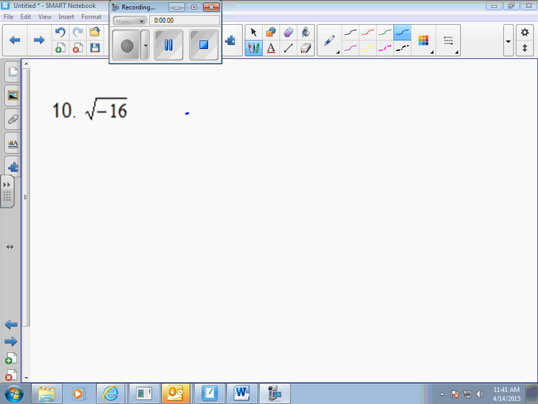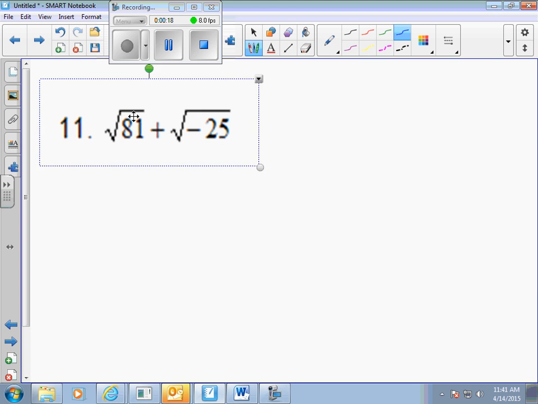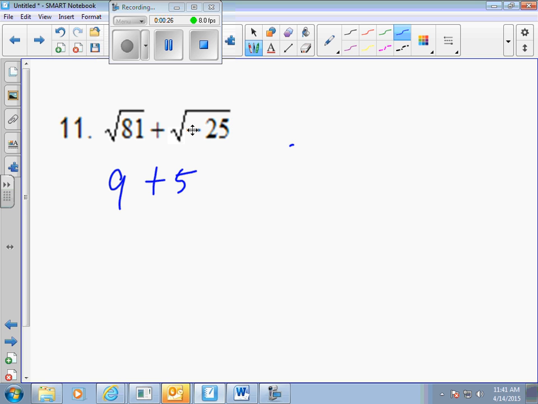On the back side of our review, or on the second part of our review, let's get moving. We're going to split this into -1 times 16. We know that the 16 comes out as a 4 out of the radical, and the -1 comes out as an i. Number 11, same kind of deal there. The square root of 81 is 9, and the square root of -25, remember the 25 will come out as a 5, the -1 will come out as i.